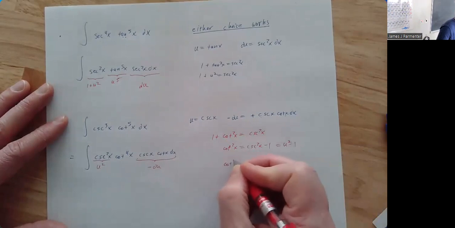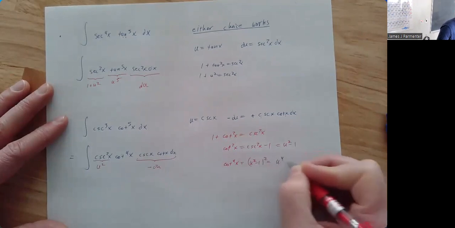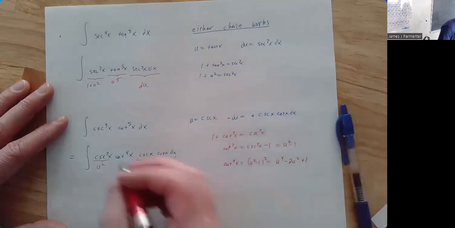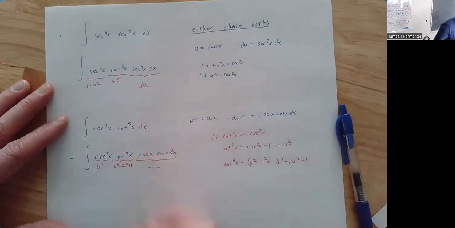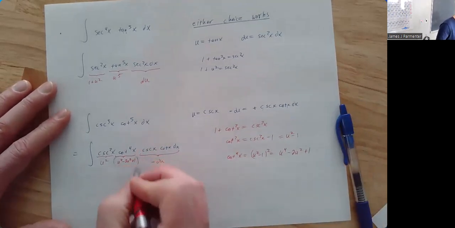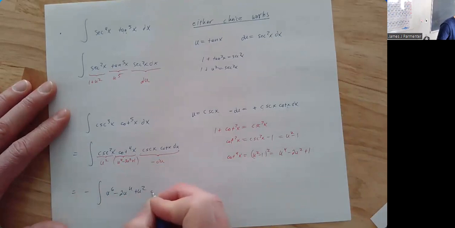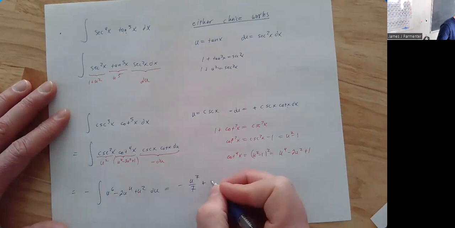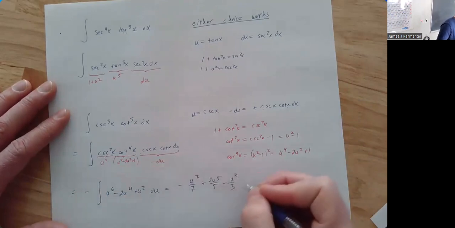And then cotangent to the 4th would be u squared minus 1 squared, which is u to the 4th minus 2u squared plus 1. That's what's going to go right here: u to the 4th minus 2u squared plus 1. And then we would do the same sort of thing. We would have negative integral of u to the 6th minus 2u to the 4th plus u squared du. We get negative u to the 7th over 7 plus 2u to the 5th over 5 minus u cubed over 3 because I did this distribution.